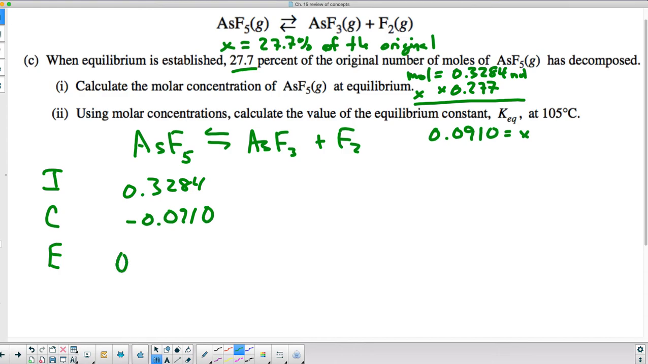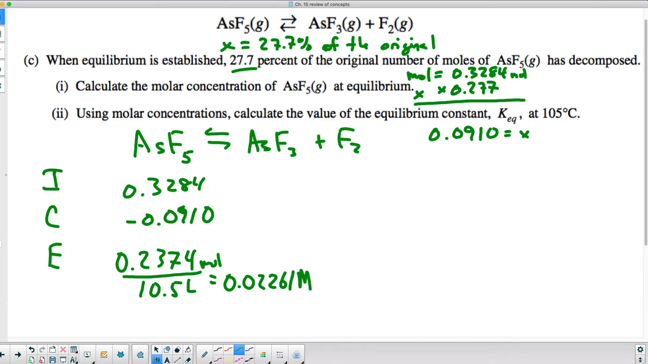So here's what I'm getting at the end then. 0.2374 is the number of moles I have at equilibrium after I lose 27%. That's a 9 there. Yeah, there we go. But my concentration, though, is what I need. So it's the concentration that's important. So I divide the number of moles by 10.5 liters, and then that gives me a concentration of AsF5 of 0.02261. And that's the concentration.